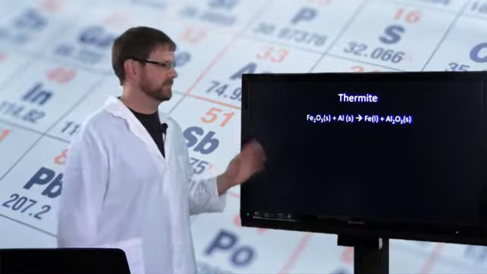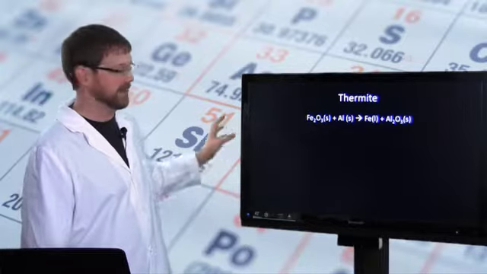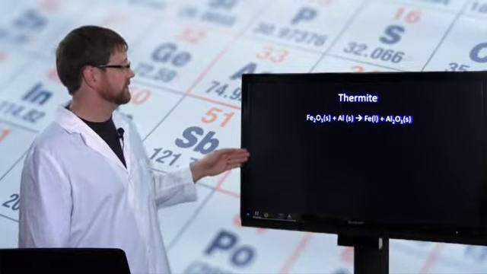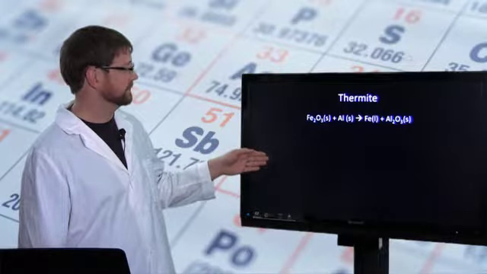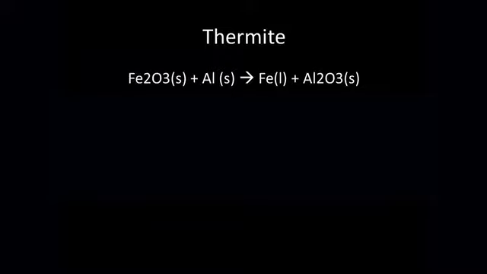Now, this is an example of how all equations are outlined. Reactants on the left side of the arrow, products on the right side of the arrow. The state symbols are next to the compounds to say what they were in the reaction. So iron oxide was solid, aluminum was solid, producing liquid iron and solid aluminum oxide.